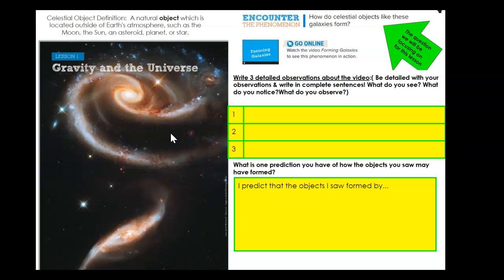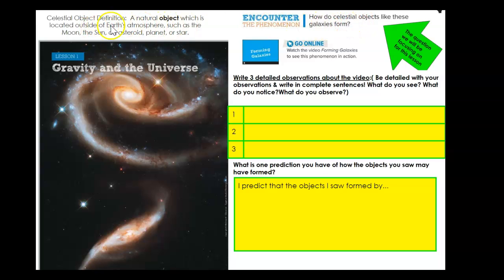Some of you might have already known this was a galaxy, some of you might not have. Totally fine. But this is a picture of a type of galaxy. So the video I'm going to show you in a second is going to be showing you some galaxies, the universe, and you're going to try to answer this question: how do celestial objects like these galaxies form? In order to answer this question, we have to know what a celestial object is.